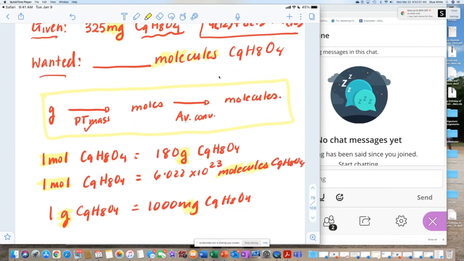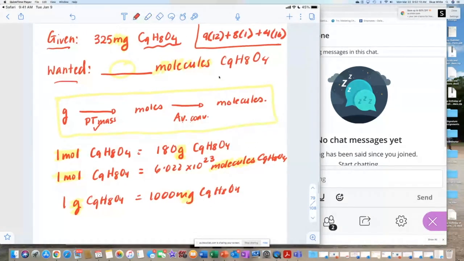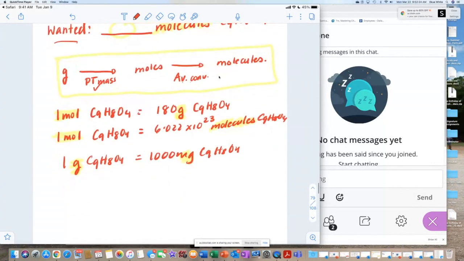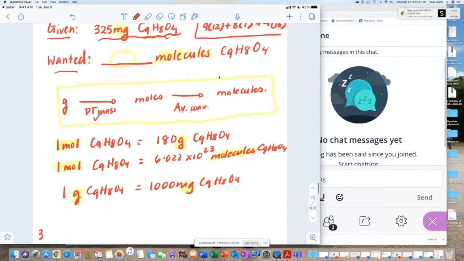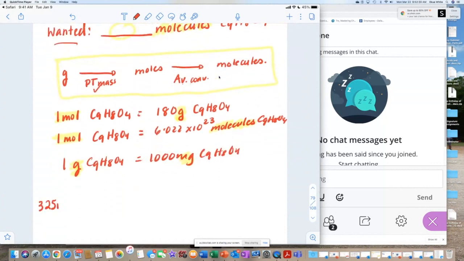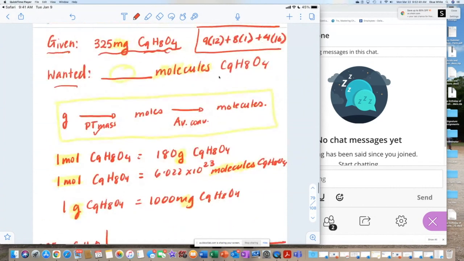When I set it up though, since there isn't another number that goes with molecule, everything will cancel out and leave us with the desired unit, which is molecule. So you start with the given number and unit. I'm going to start here with 325 milligrams. Once you figure out how to do this, it becomes a lot simpler. When I was learning this, oh my goodness, it seemed like I would never figure it out. Okay, so I start with my given number. I'm done with this part here.